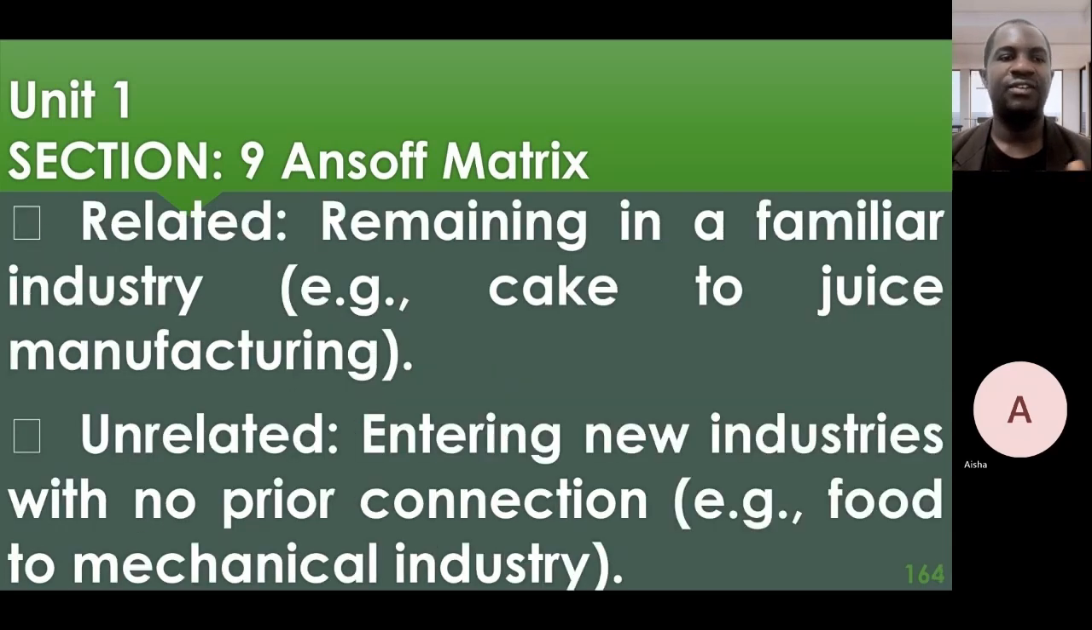So what are the types of diversification? We have related diversification. You remain in a familiar industry. So for example, cake to juice manufacturing is a related diversification. You remain in a particular industry, the food industry, moving from cake, solid, to juice, liquid manufacturing. So it's a related diversification. An unrelated diversification means entering a new industry without any prior connection, like moving from the food industry to the mechanical industry. They are unrelated in any way.